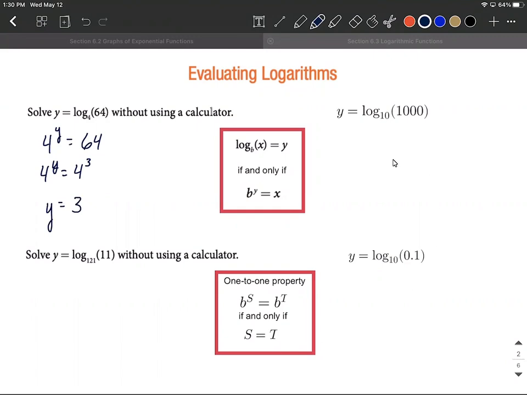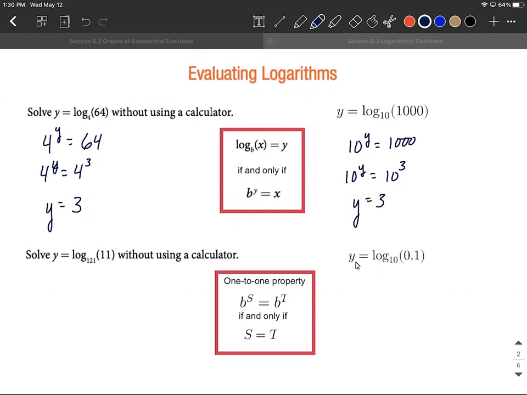Let's go over to the right-hand side and work this problem. We have y equals log base 10 of 1,000. The first thing to do is convert this from logarithmic to exponential form. So that'll be 10 raised to the y power equals 1,000. I would aim for the same base being 10 on both sides. We already have that on the left-hand side. We can rewrite 1,000 as 10 to the third power. With the same base on both sides, the one-to-one property says we're allowed to drop the 10's as our common base and set the exponents equal to one another. So again, y equals 3.